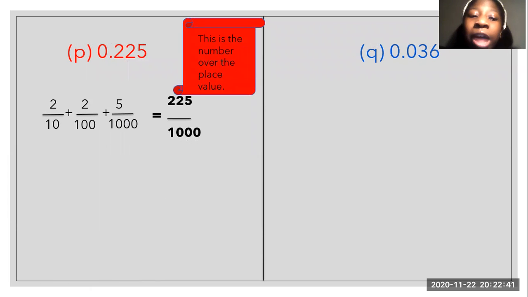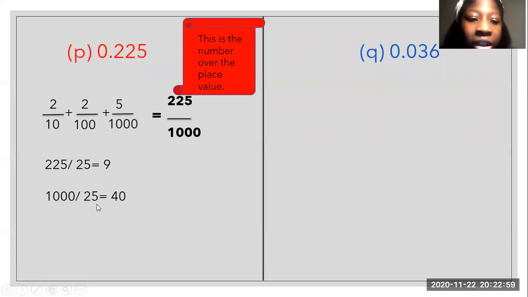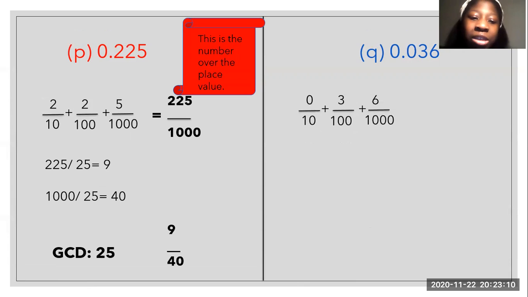Now, our next step is we have to simplify this since it's a big number. So what we'll do is find the biggest number that will go into both of these numbers, and that number is 25. So it'll be 225 divided by 25, and then 1000 divided by 25, which will give us 9 over 40. So our greatest common factor is 25, and our number is 9 over 40.